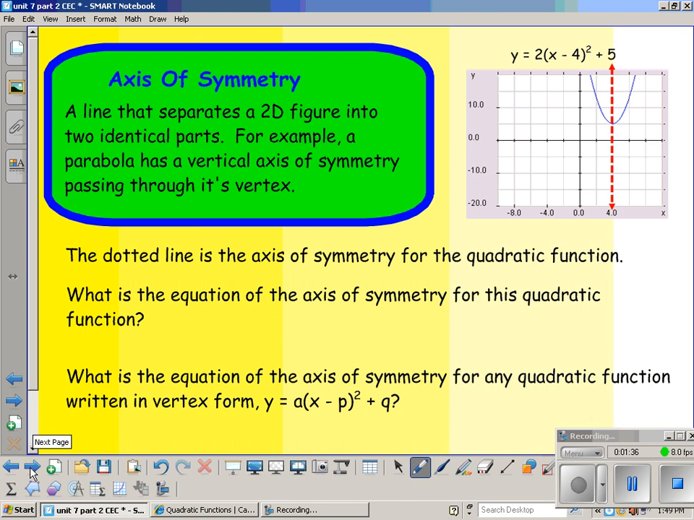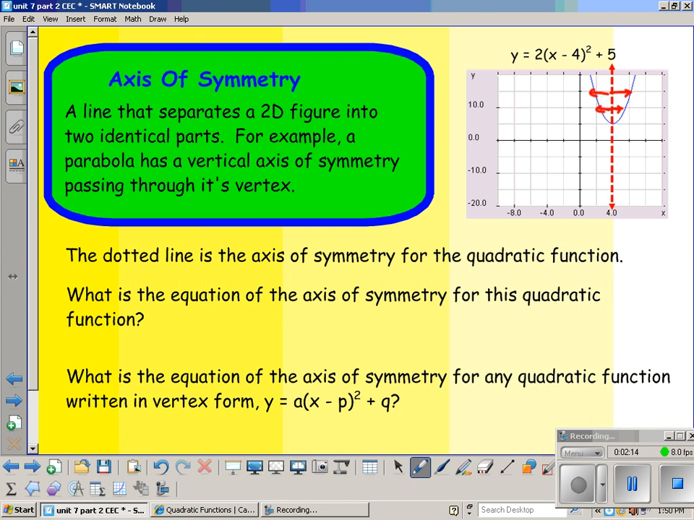The axis of symmetry is a line that separates a two-dimensional figure into two identical parts. For example, a parabola has a vertical axis of symmetry passing through its vertex. So if we look at this example, we have a vertical line that passes through the vertex. It acts like a mirror. The distance to the points on a horizontal line in each direction will be the same distance. No matter where you go from your axis of symmetry, the left side distance will equal the right side distance.